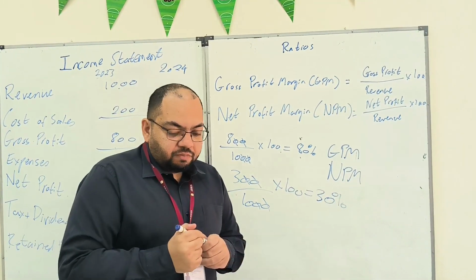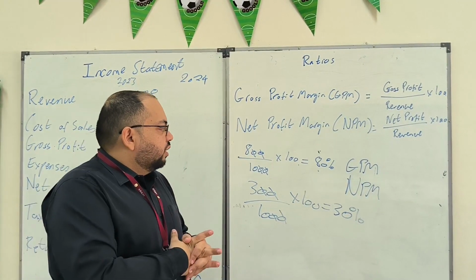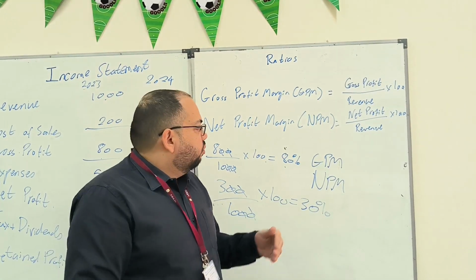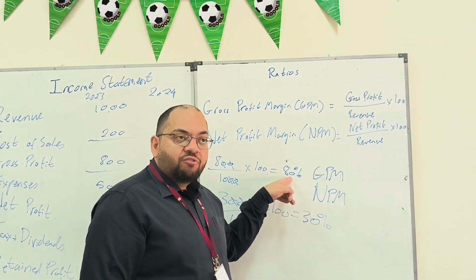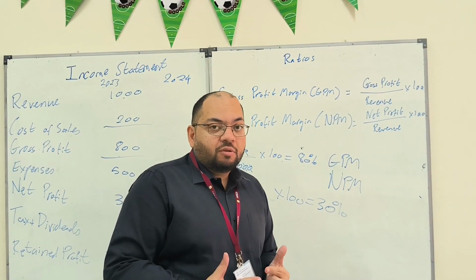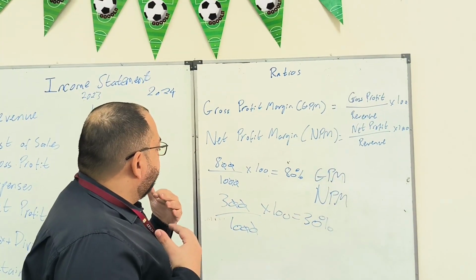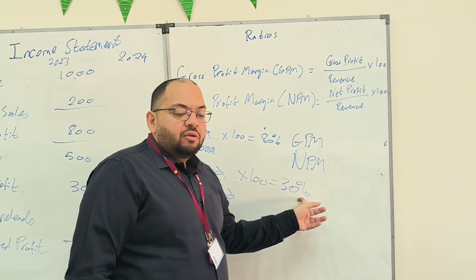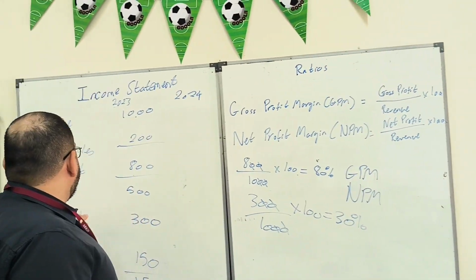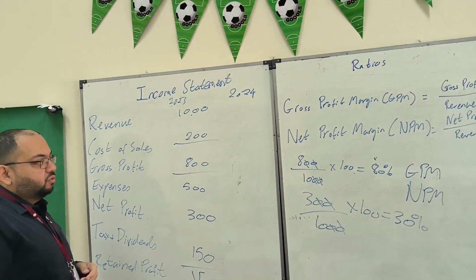So what does this tell us? Now that we've calculated it, what's the point of these figures? Well, let's look at each one. So we know that with the cost of sales that we had made, we still have 80% profit. That means the cost of sales is not very high, which is good, because then you earn a lot of gross profit. If you look at the net profit, it's at 30%. That's still very good, because it means that the expenses were more than covered by the gross profit.